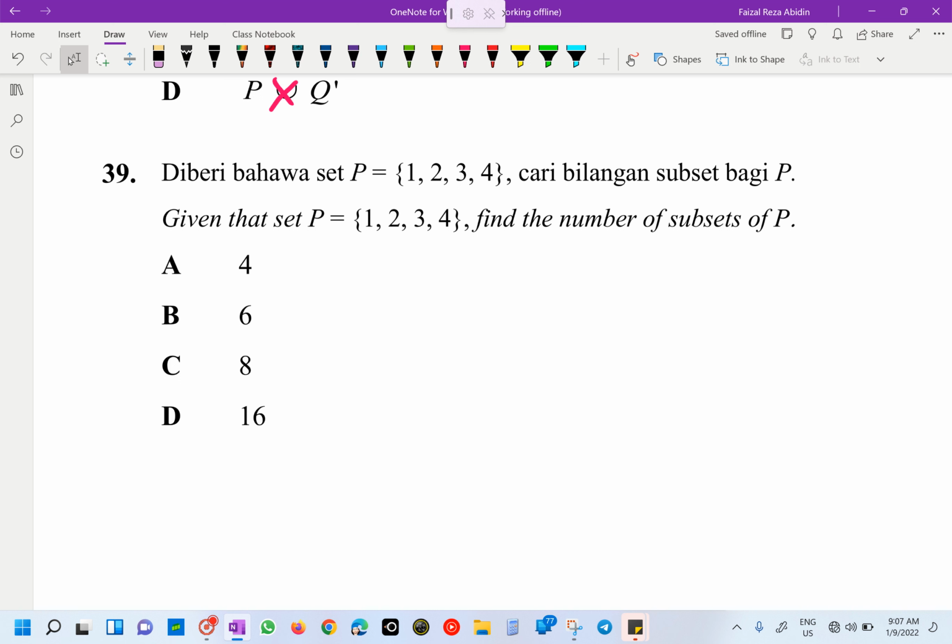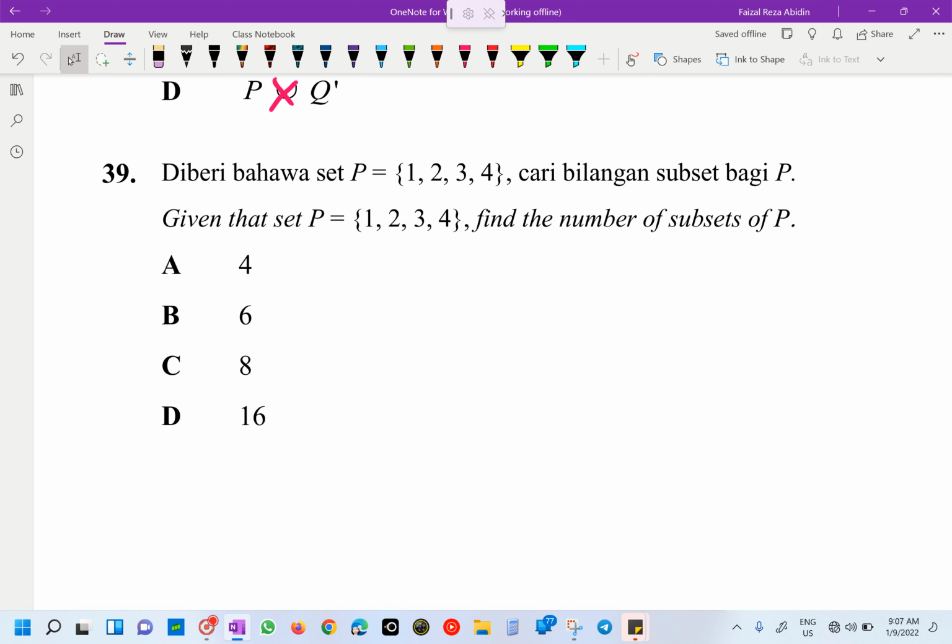Given that set P equals 1, 2, 3, 4. Find the number of... Alamak, this is difficult. Subset means that it's going to be inside of P. Subset is going to be subtopic. Something like that, roughly.